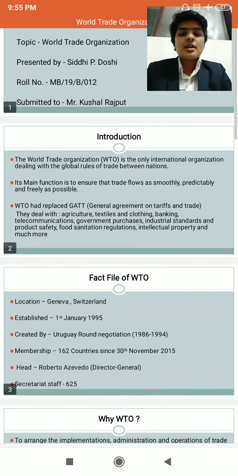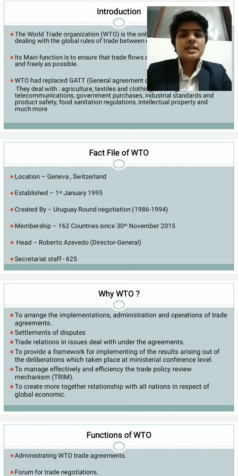Next we will see the fact file of the World Trade Organization. In short, we will see when it was established, when it was created, who was the head, and so on. The World Trade Organization is located in Geneva, Switzerland. It was established on 1st January 1995. It was created by the Uruguay Round negotiations, 1986 to 1994. Membership was 162 countries since 30th November 2015. The head of the World Trade Organization was Roberto Azevedo, Director-General. Secretariat staff was 625. This is the short fact file of the World Trade Organization.